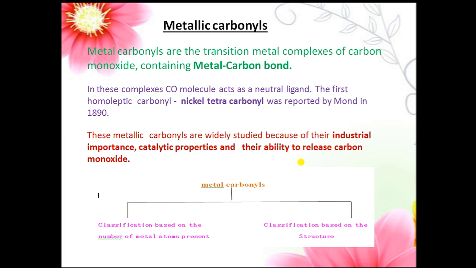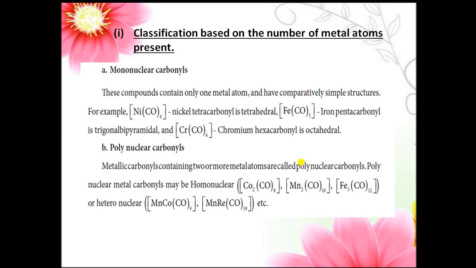The metallic carbonyl is divided into two types. The first one is classification based on the number of metal atoms present. The second one is classification based on the structure. The first one, classification based on the number of metal atoms, is again divided into two types: mononuclear carbonyl and polynuclear carbonyl.